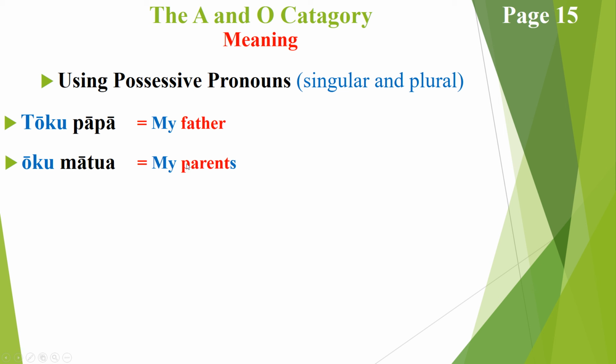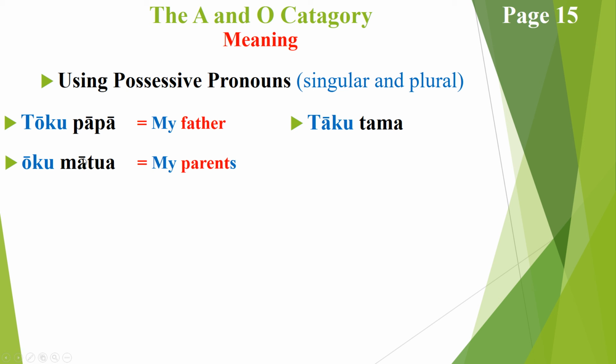Ōku takes care of the my, but it helps to put the S on the end of parents. Mātua we can only use for parents, because if you say matua here, that's only one parent. Okay, ka pai? Next one is tāku. Now, I should say also that this tōku and ōku take care of what category they are in.